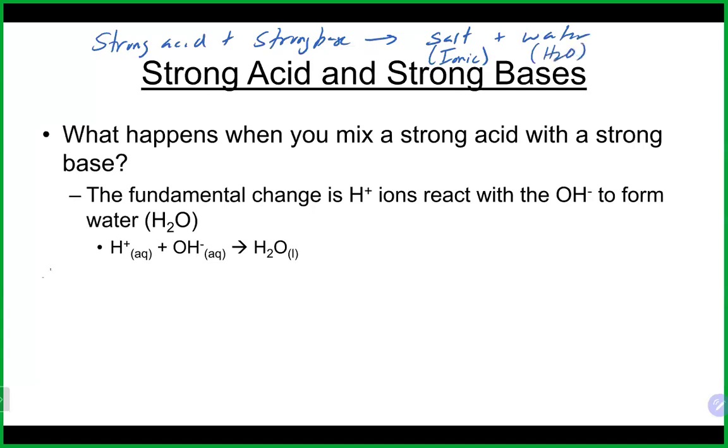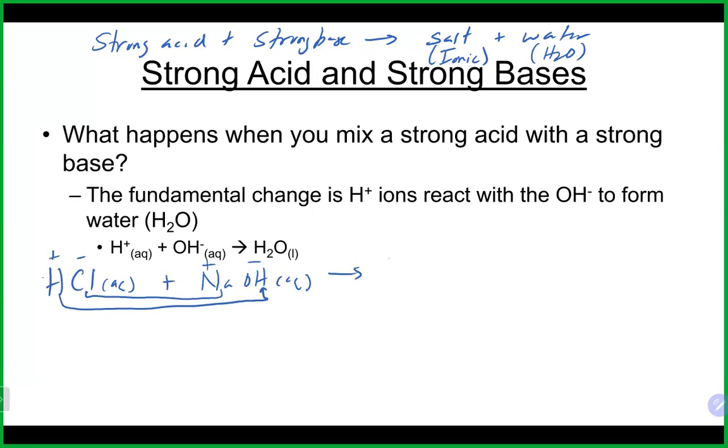So if we took something like hydrochloric acid, which is a strong acid, and we reacted it with sodium hydroxide, which is a strong base, this, as you should remember, is part of the double displacement category. That's a positive, negative, positive, negative. The positive guys are going to switch partners.